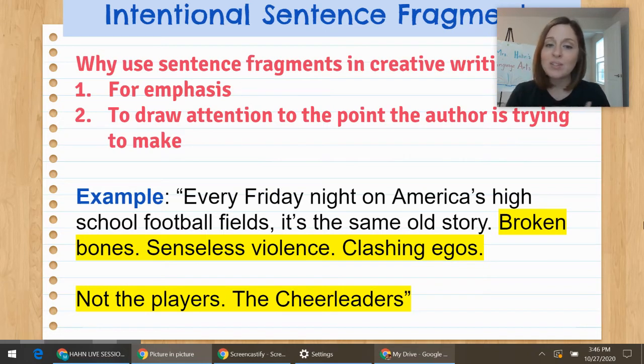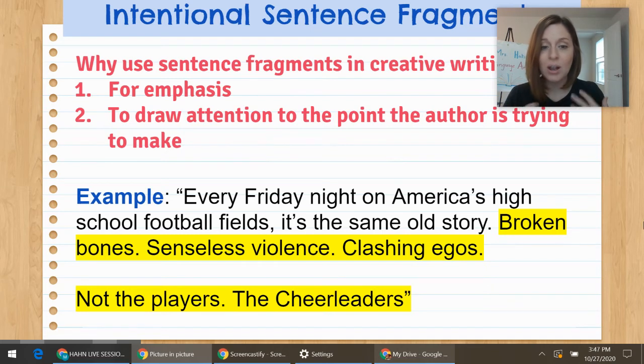So first, broken bones, senseless violence, clashing egos, that's not only a rule of three, but it's three sentence fragments that emphasize the setting. We're imagining broken bones. I'm thinking football players, but then all of a sudden, at the end, we have this twist ending, this ending that surprises us, not the players, the cheerleaders. So we're thinking broken bones, violence, we're thinking football games, football players, but the fragments in the beginning set the scene, and then the fragments at the end actually draw attention to the point the author's actually making.